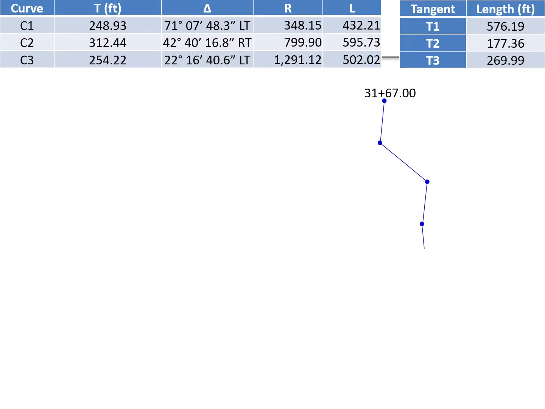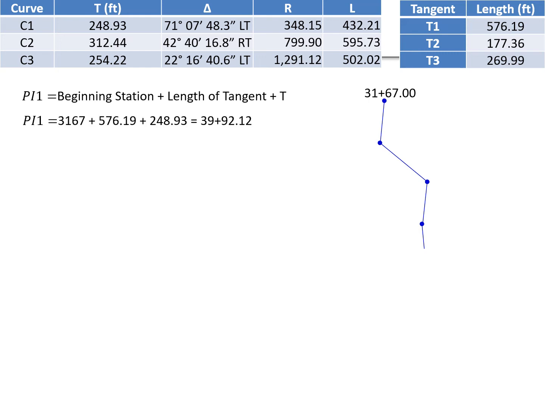Okay, so now let's start doing our stationing. So here's our alignment for the project. I've got the curve and tangent information at the top of the screen. For PI 1, this is going to be the beginning station, 31 plus 67, plus the length of the first tangent, plus T for curve 1. So this is 31 plus 67, plus 576.19, plus 248.93, gives us a PI 1 station of 39 plus 92.12.